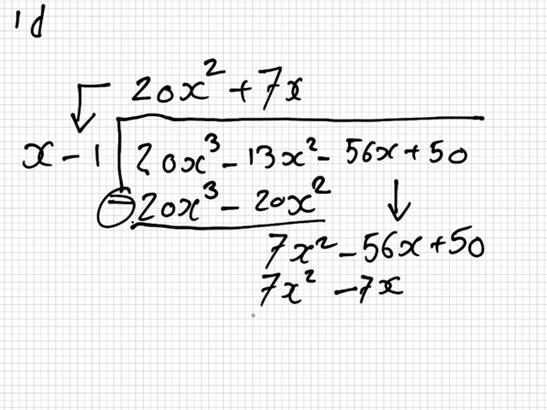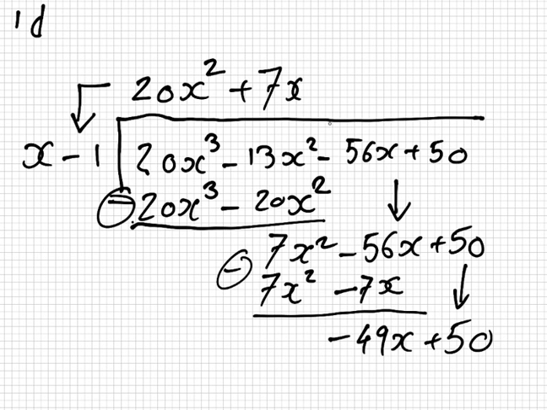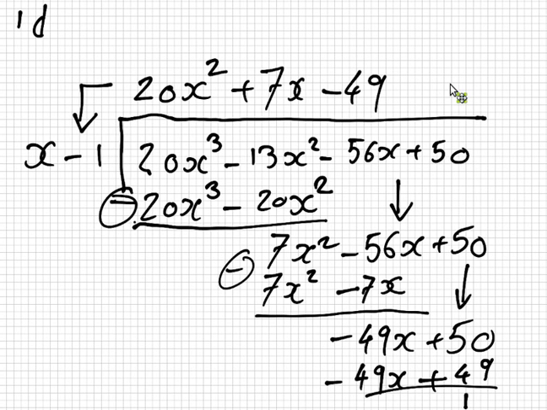And again I subtract. Minus 56 minus minus 7, minus 49x, plus 50 carried down. And my last number here must be minus 49. So here I get minus 49x plus 49. And when I subtract here, I have 1. Yes, it is that dramatic.